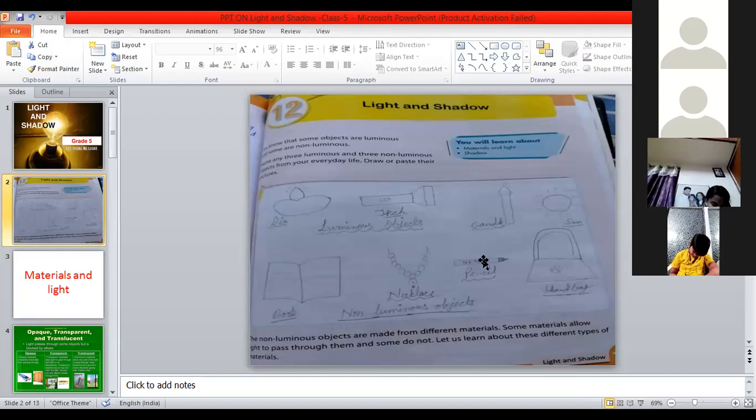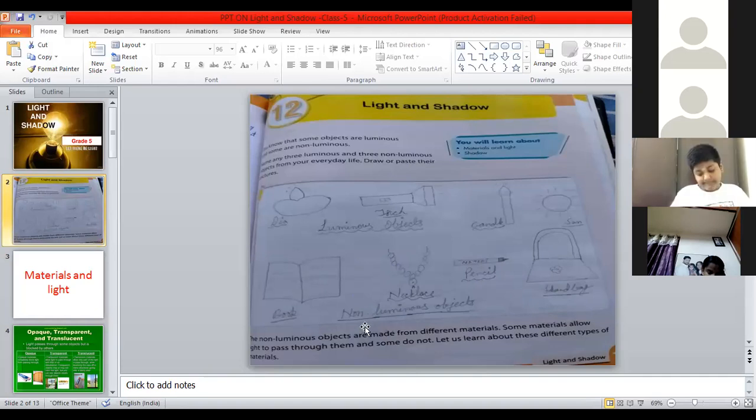Pencil is made up of wood. A bag is made up of leather or rayon fabrics. So all these are made up of different materials. As they are made up of different materials, some of them allow the light to pass through them, some of them do not allow the light to pass through them.